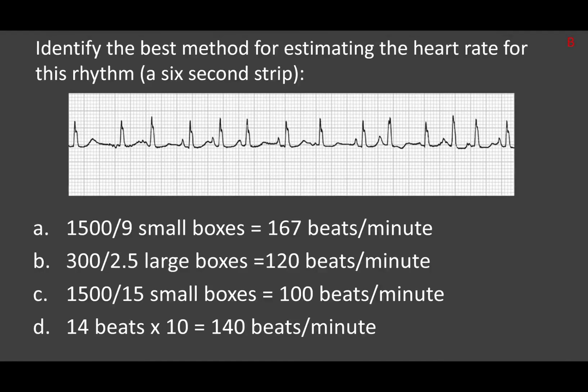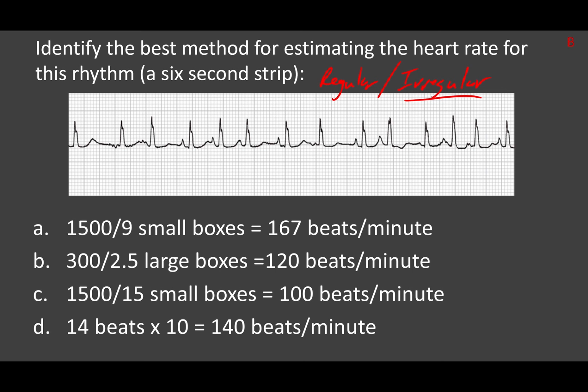Identify the best method for estimating the heart rate for this rhythm. This is a 6-second strip. So the first thing, you're just going to look back and ask the question, regular or irregular? And because this strip is quite obviously irregular, that's going to change your entire approach to this.